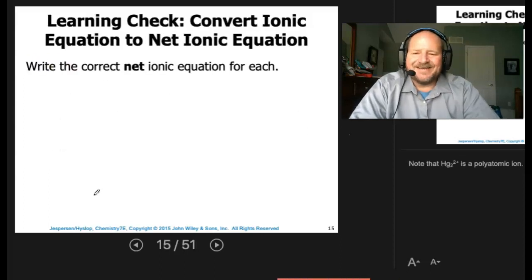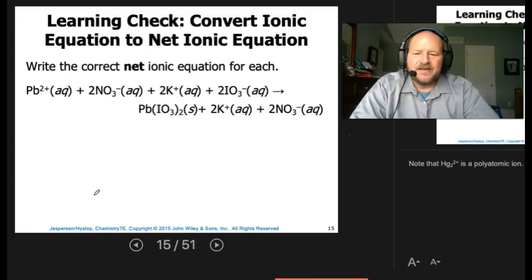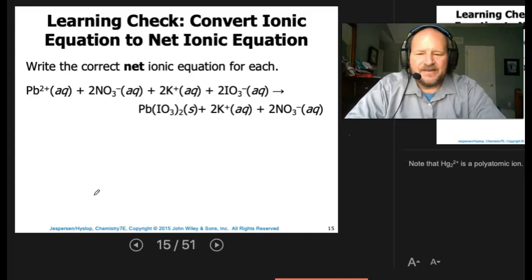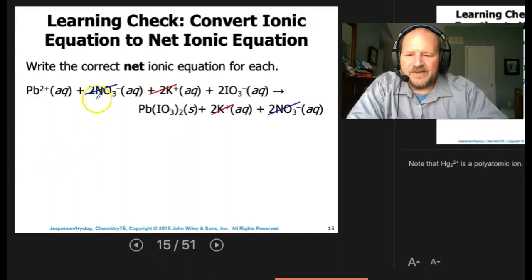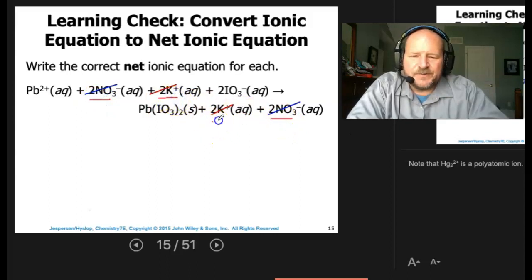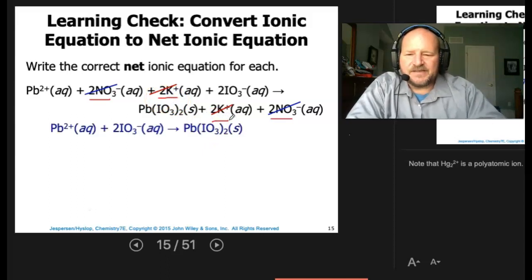So write the correct net ionic equation for each. So now we're going to take lead nitrate plus potassium iodate. It's going to form lead iodate and then leave us with potassium nitrate. So here what we're going to see is that we can cancel things out, right? So we have 2 nitrates that are going to cancel out here. They're also going to cancel out on the product side over here. We have 2 potassiums that are going to cancel out with 2 potassiums on the product side. Then what we'll do is just rewrite the whole thing. So we have lead 2 plus, and we'll keep the things we didn't cancel out, plus 2 IO3 minus produces the precipitate plus nothing else. Everything else got canceled out.